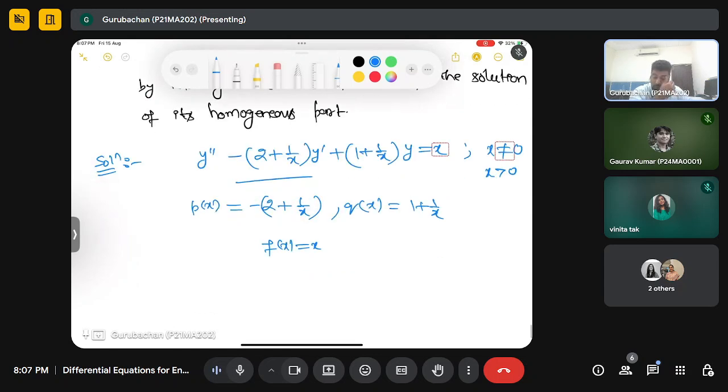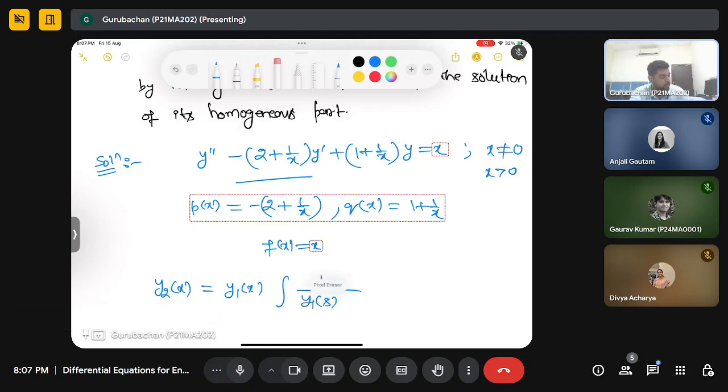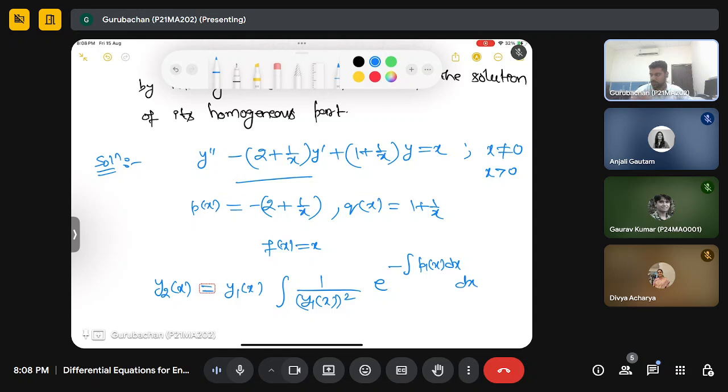If you know the first solution, to find the second solution, we know from Abel's formula that it would be nothing but y1(x) times the integral of 1 by y1(x) whole square, times e to the power minus the integral of p(x) dx, dx. Let me just confirm the formula so that we do not make any calculation error.